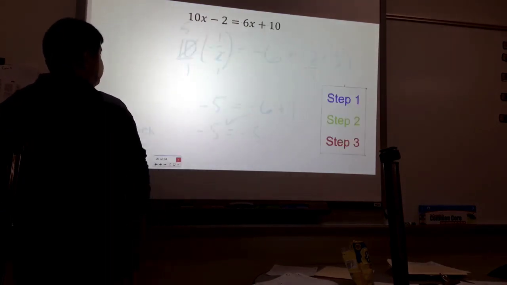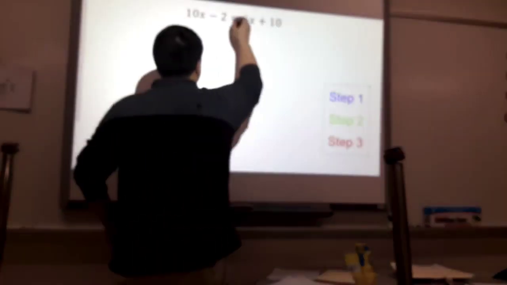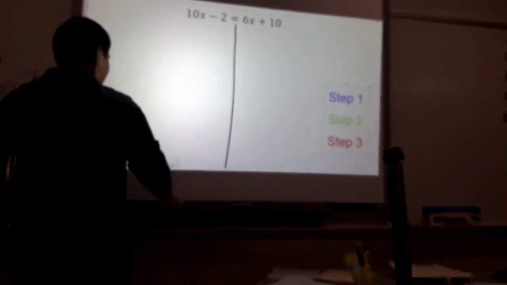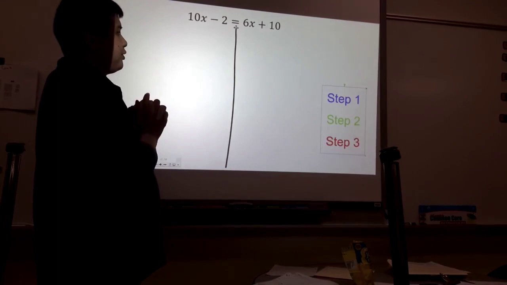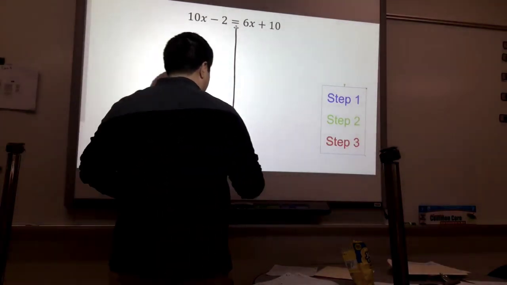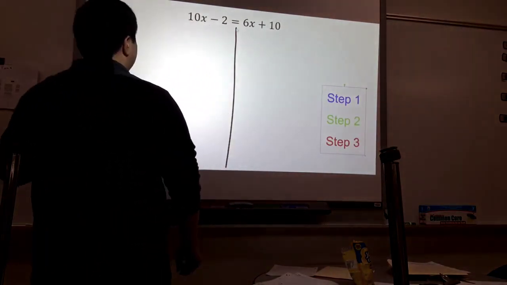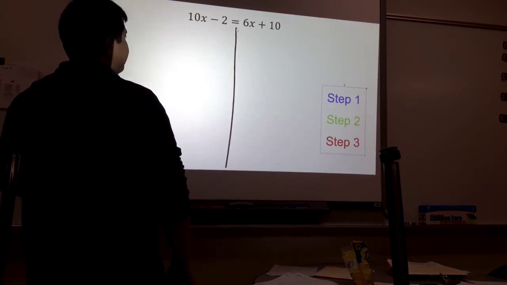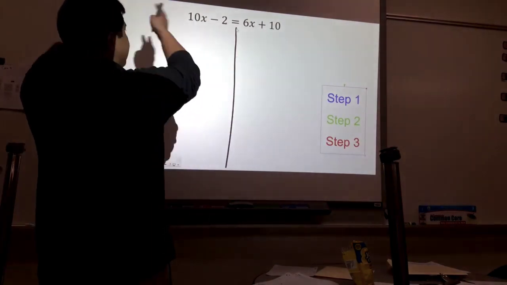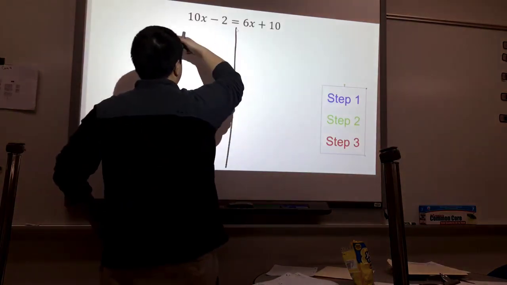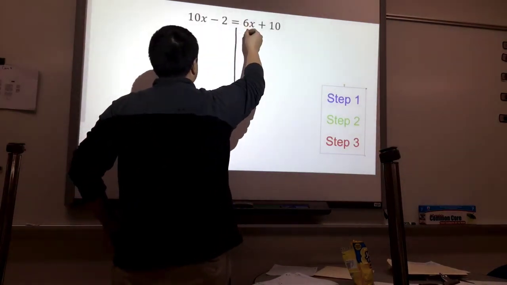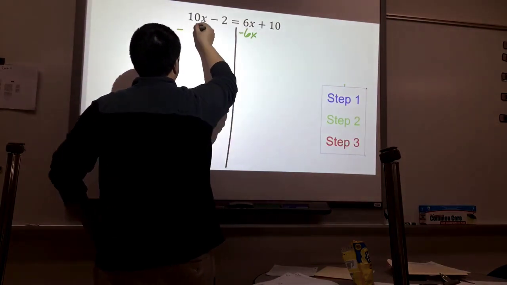Over here. Again, we do not have anything to combine like terms with, or anything to distribute, so we're going to skip over step 1, and let's just do step 2. We're going to move all the x's to this side, all the terms without x to the other side. So, to move all the x's to this side, we need to get rid of this term. We're going to subtract 6x from both sides.